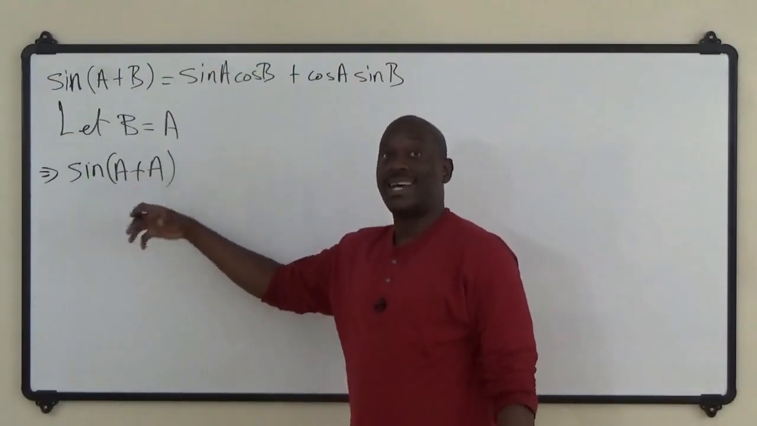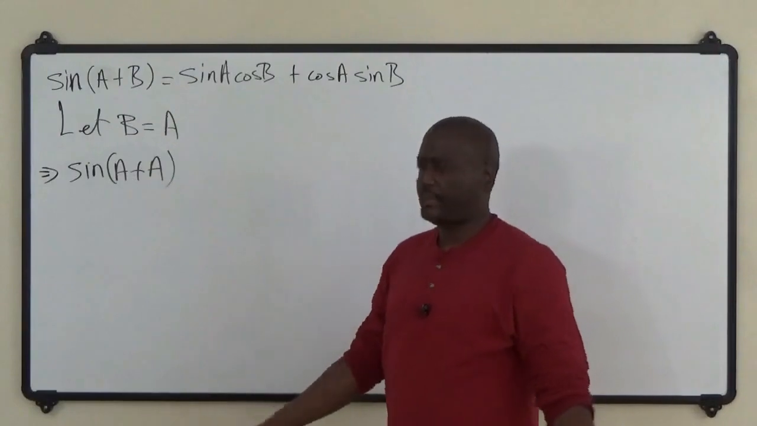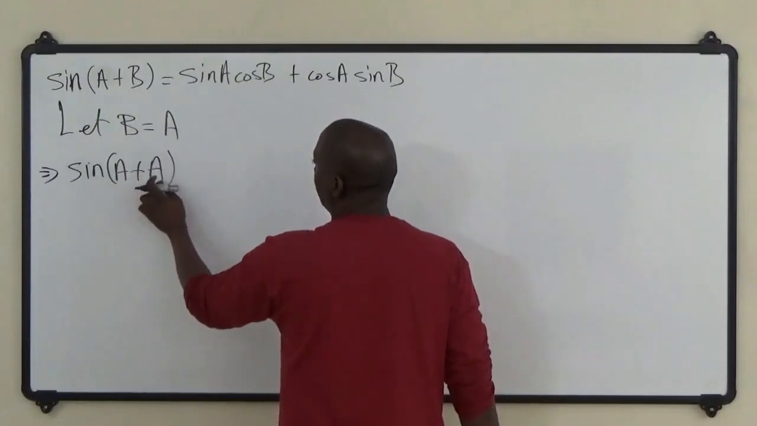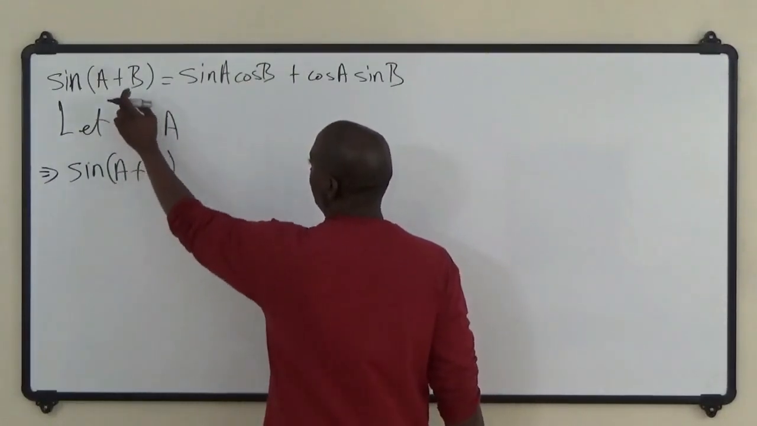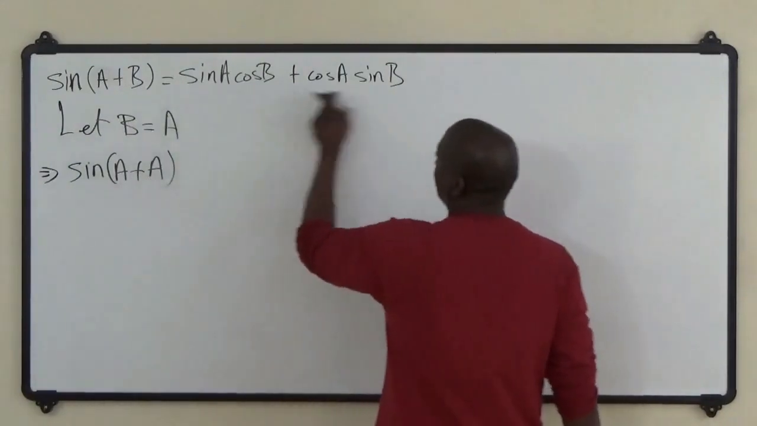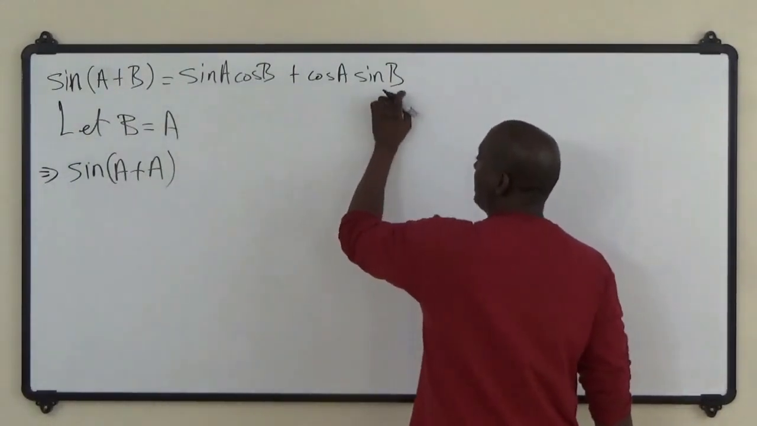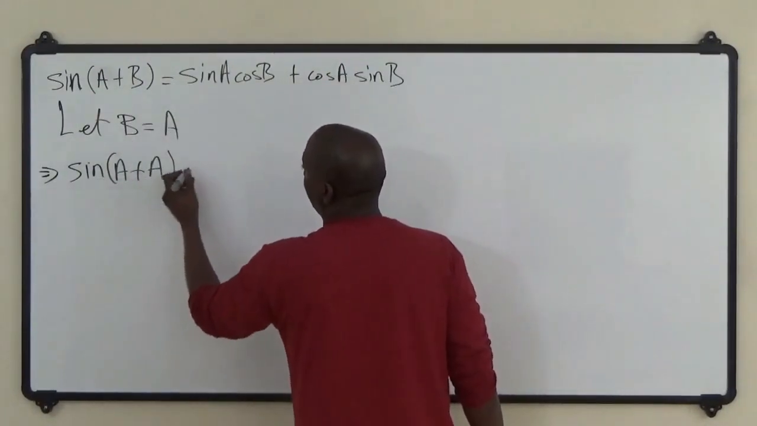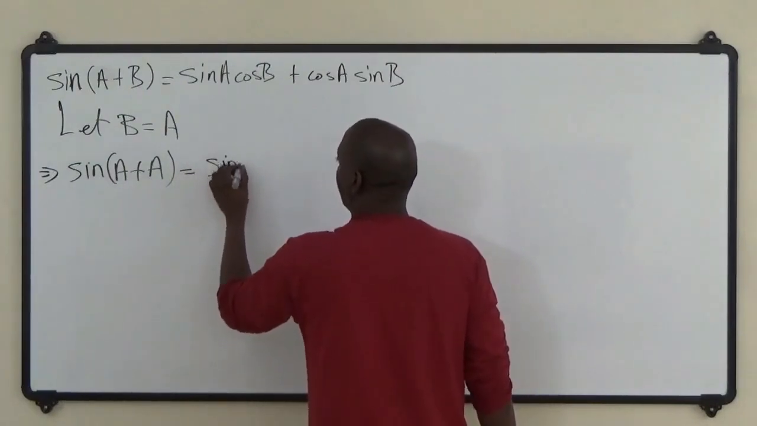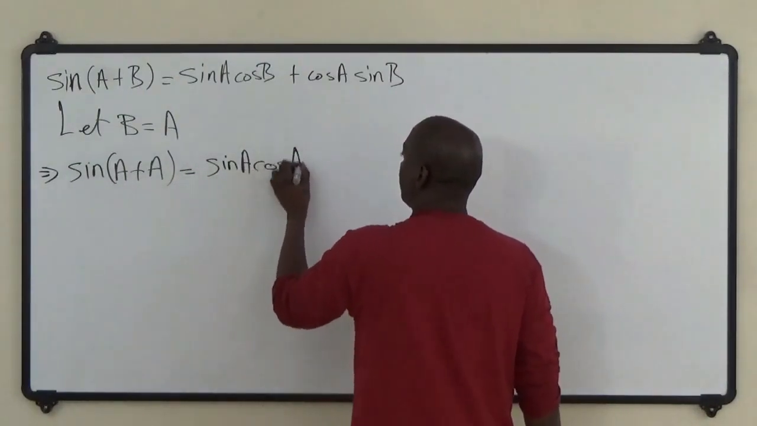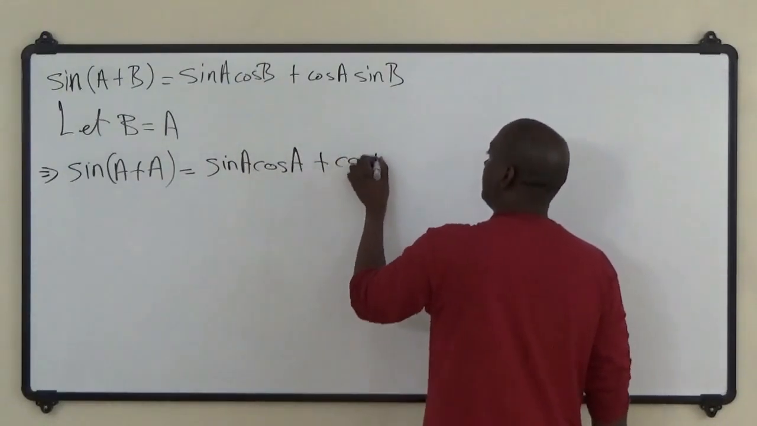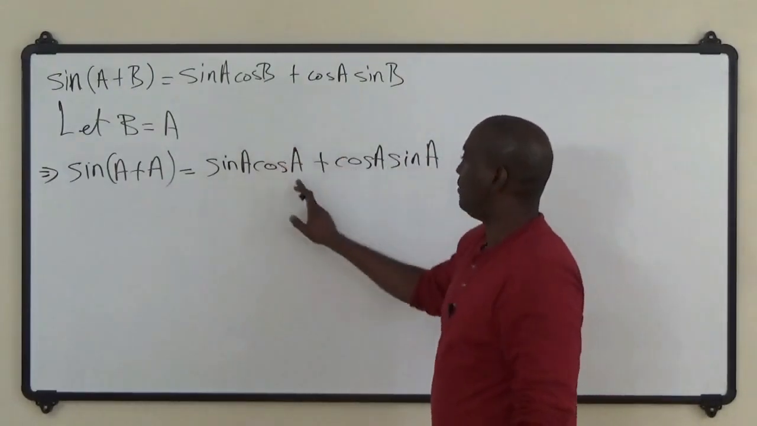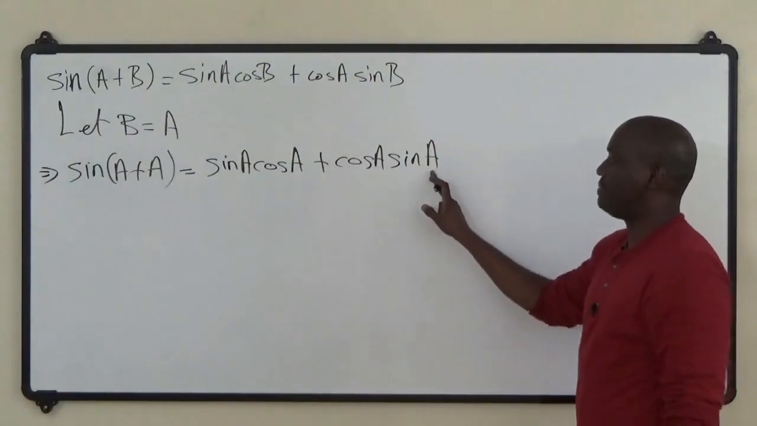This, of course, you will recognize as sine of 2A, because A plus A is the same thing as 2A. All right? So all we do is substitute for B over here. In the same way that we substituted B here, we do the same thing here. Wherever we would have had B, we now replace it with A, because B is equal to A. So sine of A plus A would now be equal to sine A cosine A plus cosine A sine A. This B now becomes A and this B now becomes A.